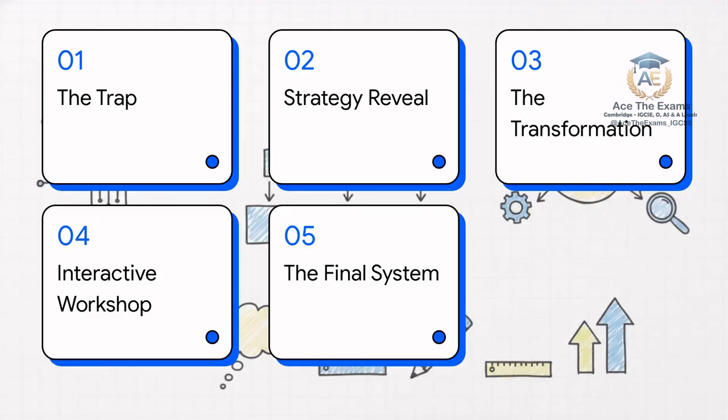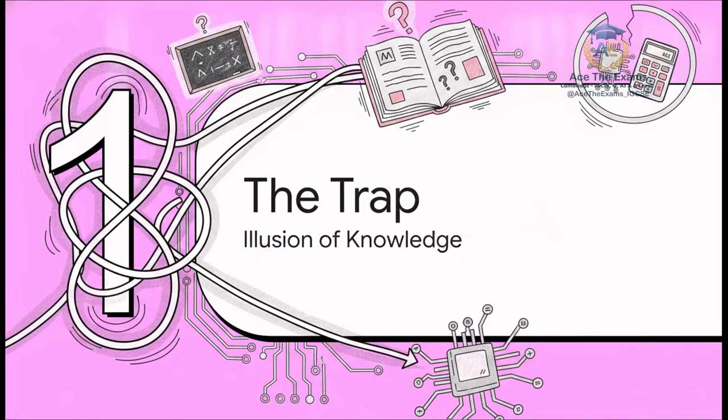Okay, here's our roadmap for securing those top marks today. First up, we'll cover the trap. Then, the strategy reveal. Third is the transformation. After that, we'll dive into an interactive workshop. And finally, we'll lock it all in with the final system. Let's jump right in. Section 1, the trap, the illusion of knowledge.